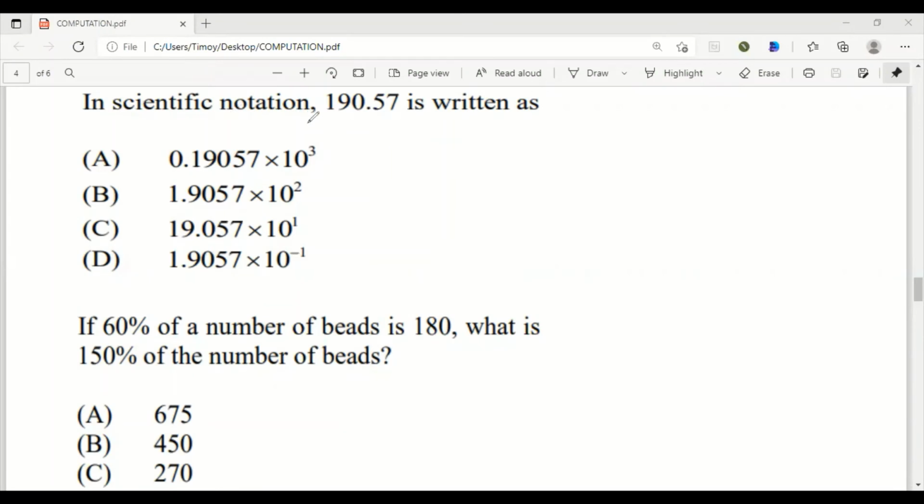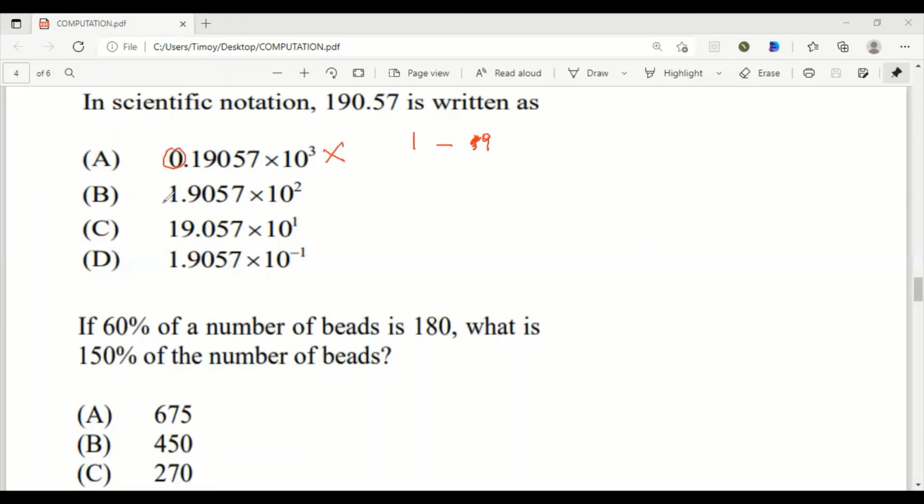In scientific notation, 190.57 is written as... Now just note that scientific notation means standard form. Now we know that the number in front of the decimal point has to be a number from 1 to 9, right? So let's use elimination to make our option much easier. Now, when you look at option A, the number in front of the decimal point is a 0, which is not 1 to 9. So it should be 1 to 9. So 0, therefore, is not going to be the answer.